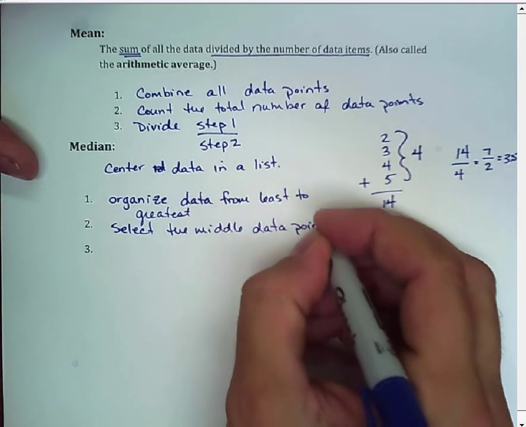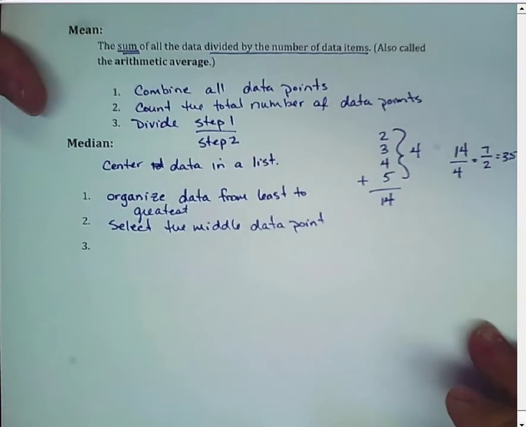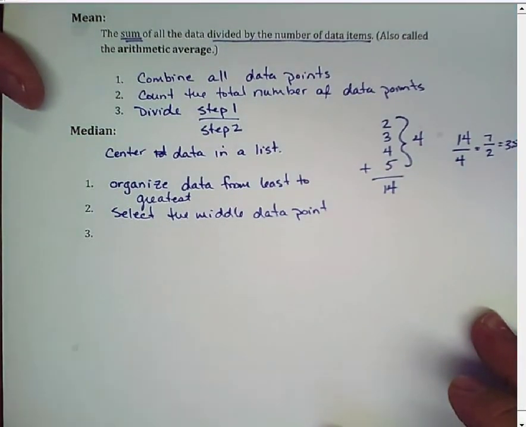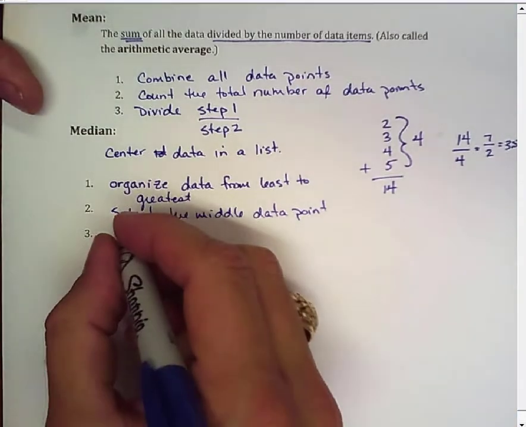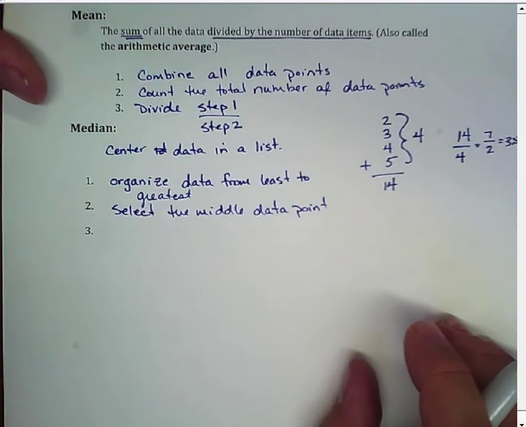It's actually called the datum. Anytime there's a single data point, it's called a datum. You're going to select the middle data point. The problem is you're not always going to have a middle data point that you can select from.